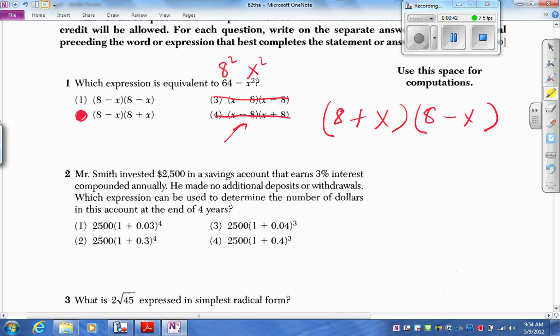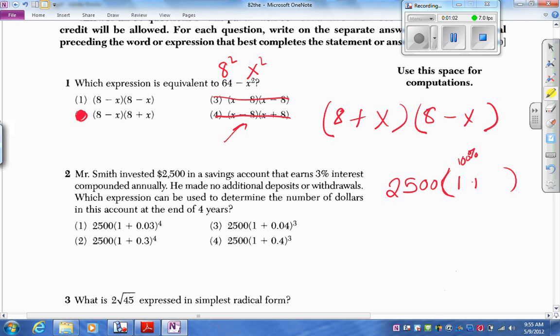This is one we haven't really covered a lot of yet, and we will very quickly. It's not a very difficult concept. We're going to take an initial investment of $2,500, and notice those are all the same. And instead of it being 1, this 1 actually stands for 100%.